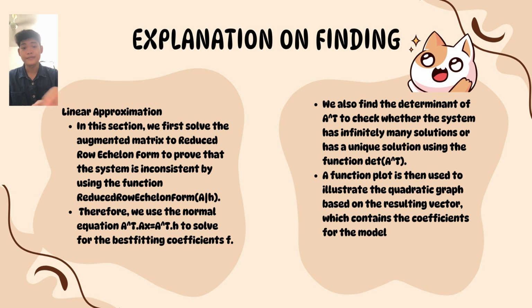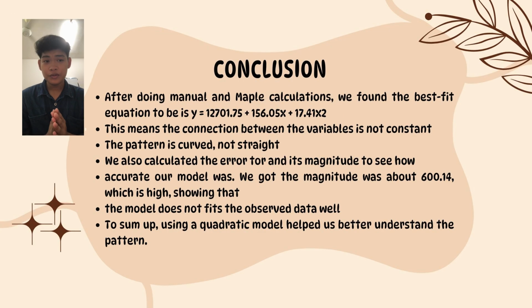To conclude, after doing manual and Maple calculation, we found the best fit equation to be y equals 12701.75 plus 156.05x plus 17.41x squared. This means the relationship between the variables is not constant. The pattern is curved. It is not straight.